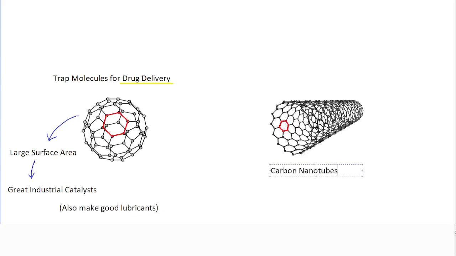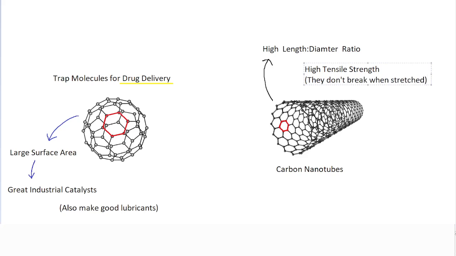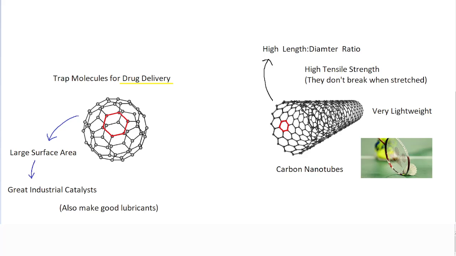The carbon nanotubes on the right have a high length to diameter ratio and a high tensile strength. They are also lightweight, which makes them great for making things stronger without adding too much weight. Badminton rackets, for example, can be made stronger without sacrificing and adding on too much weight.